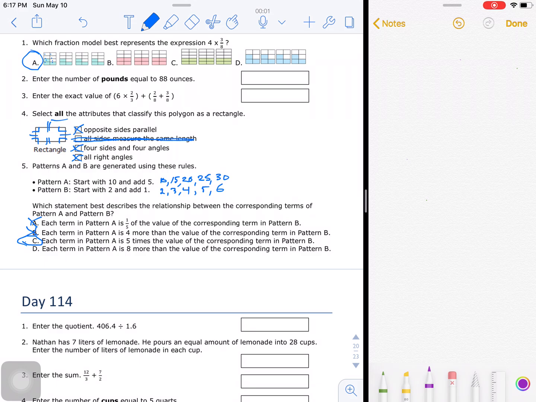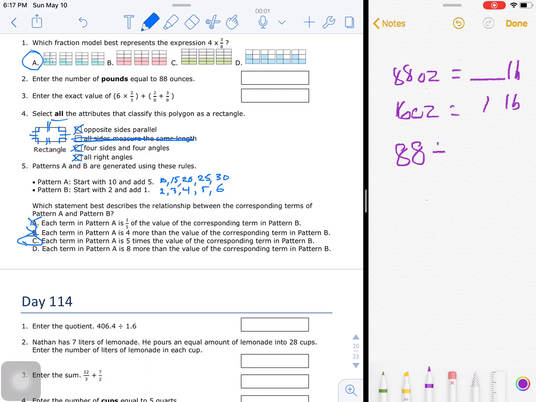Enter the number of pounds equal to 88 ounces. So we start with 88 ounces, and we want to know how many pounds that is. We're going to state what we know. We know that 16 ounces is 1 pound. And we know that we are going from ounces to pounds. So we're going from a smaller unit of measure to a larger unit of measure. So we are going to be dividing.